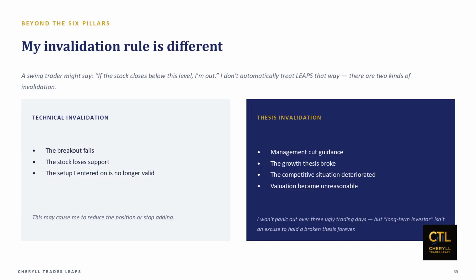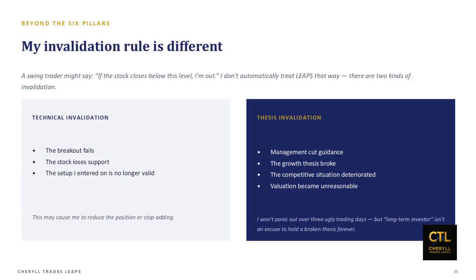My invalidation rule is different. This is another major difference between LEAPS and short-term trading. A swing trader might say, "If the stock closes below this support level, I'm out." I don't automatically treat LEAPS that way. I have 2 kinds of invalidation. Technical invalidation. Maybe the breakout fails. Maybe the stock loses support. Maybe the setup I entered on is no longer valid. That may cause me to reduce the position or stop adding.